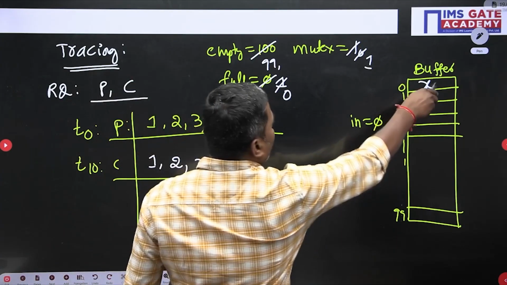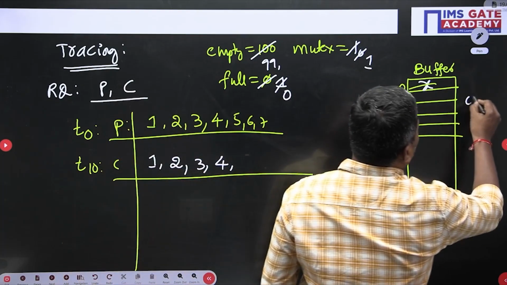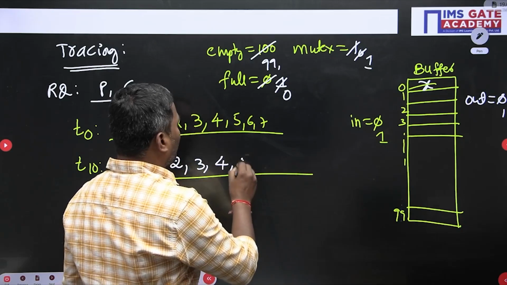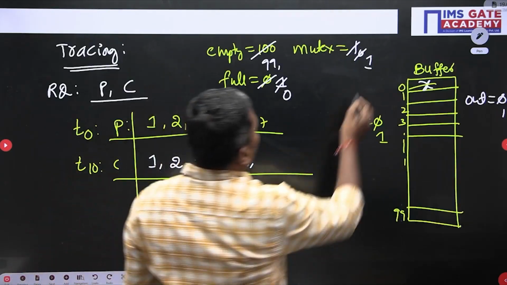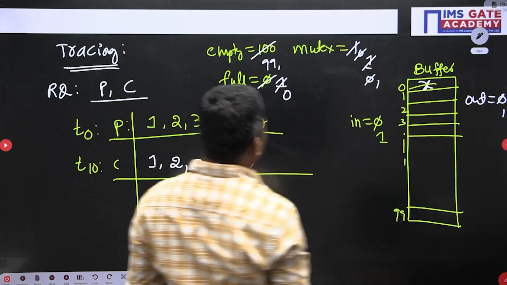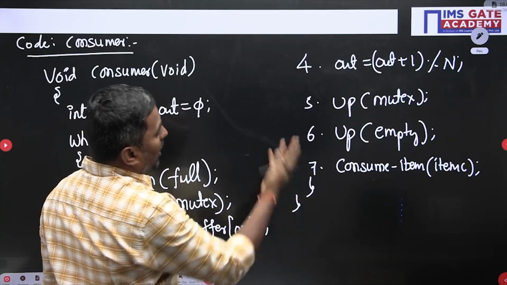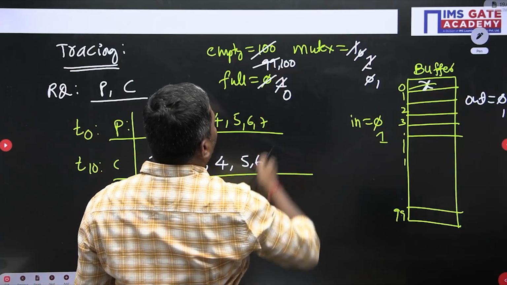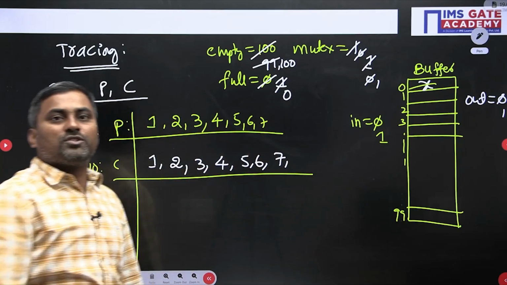So I perform down on full, down on mutex, and take the item from the buffer, the third statement. The fourth one: increment out, so out value goes from 0 to 1. And the fifth statement? Up mutex, so mutex becomes 1 again from the consumer's point of view. And the sixth? Up empty. Empty becomes 100, right? Now the seventh, you consume the item. Okay.